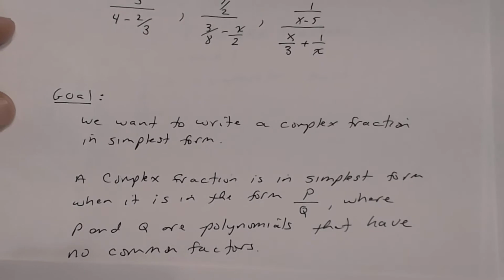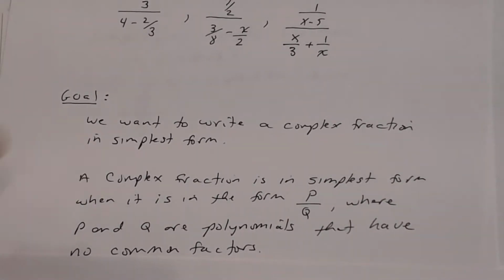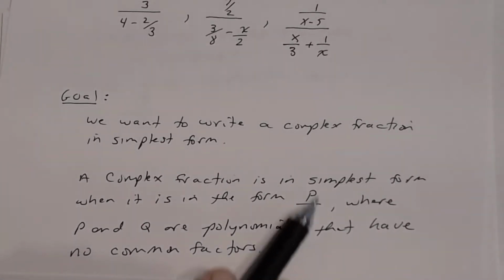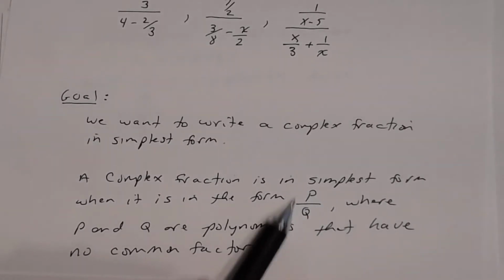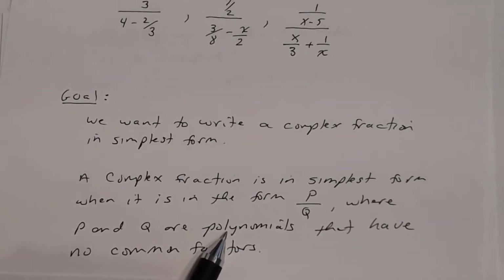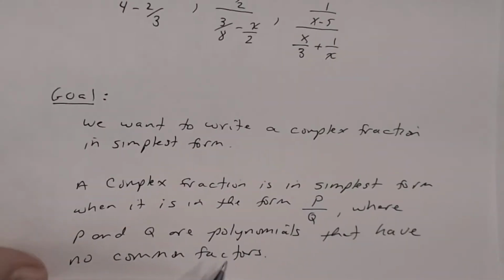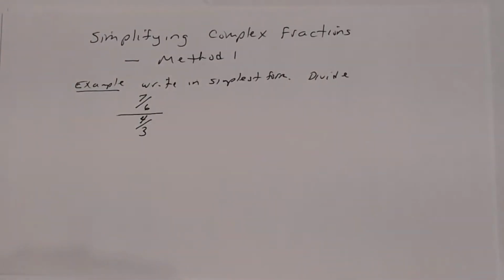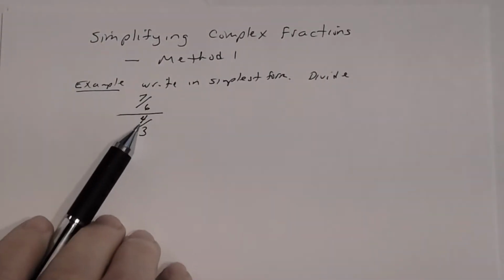Let's talk about what we mean by simplest form. A complex fraction is in simplest form when it is in the form p divided by q, so one simple looking expression, where p and q are polynomials that have no common factors. And so we're going to talk about this idea. So let's talk about this right here.